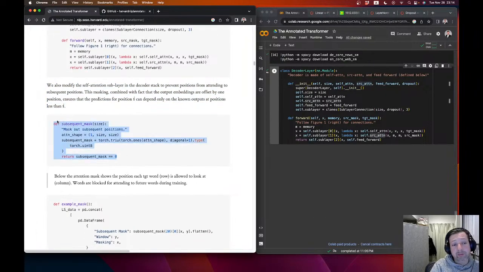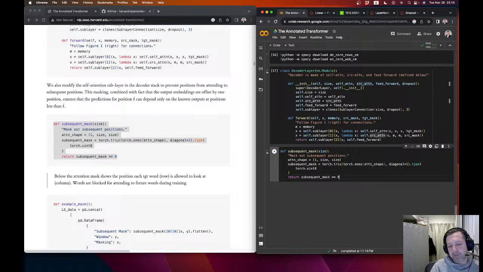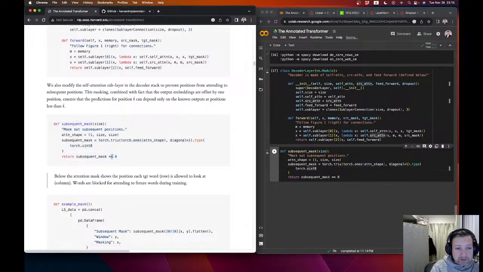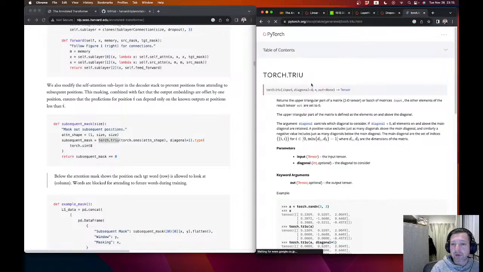Subsequent mask, that's, I guess, why they call it subsequent. So it doesn't mask some sort of complicated structure in the input sequence. There's a token that we're looking at now, and it masks subsequent tokens. And so I guess the way that they do this is, return subsequent mask is equal to 0. I'm assuming trio is probably some sort of triangular shape, upper triangular matrix.